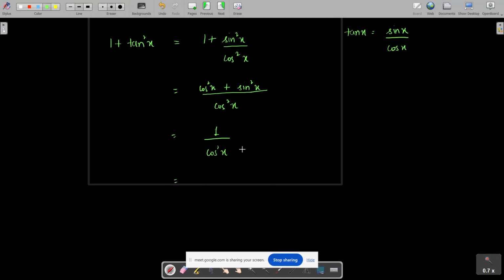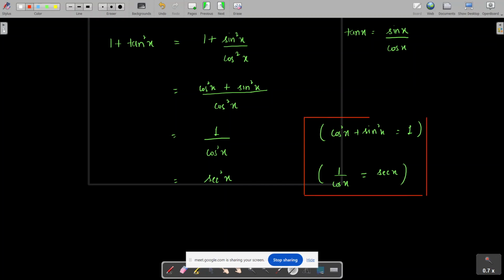And what is 1 over cosine square x? Isn't that secant? Yes. So I'll just write the reasons. Here we have used that cosine square x plus sine square x is equal to 1. And here we have used that 1 over cosine x is secant of x. They are the reciprocals of each other. See, trigonometry is not that bad after all. We use these two, and here we use this one. This is the most important identity, the sum of cosine square x and sine square x.